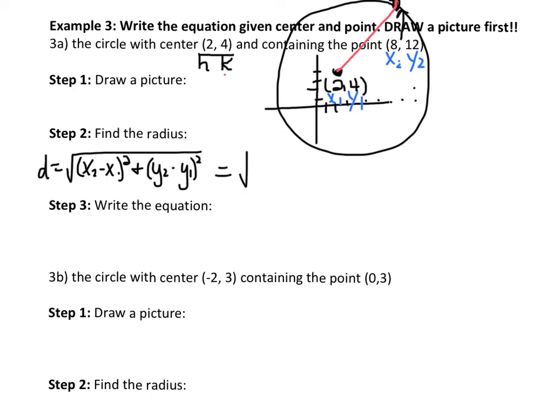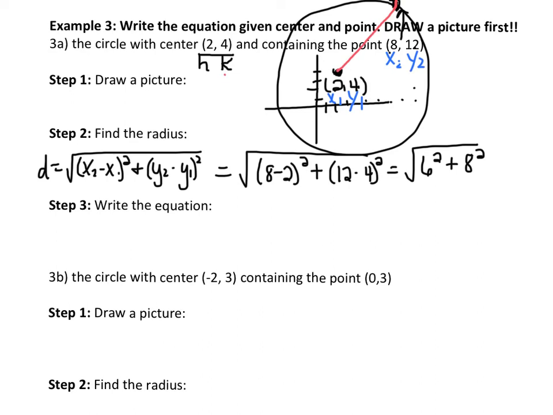So this will be the square root of 8 minus 2 squared plus 12 minus 4, those are our y's, 12 minus 4 squared. So we're going to get 6 squared plus 8 squared, which is 36 plus 64, which is 100, and the square root of 100 is 10. So the length of our radius is 10.